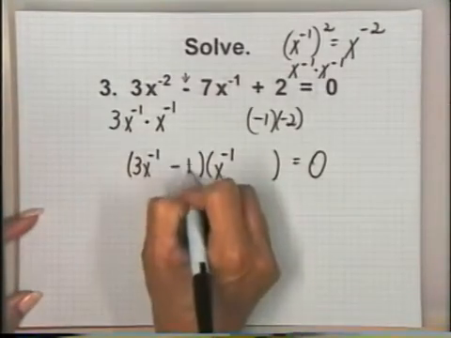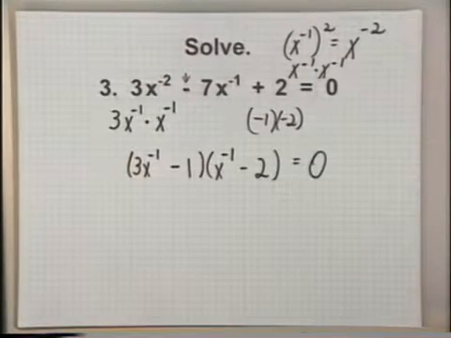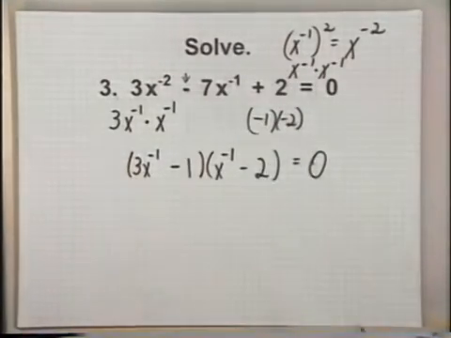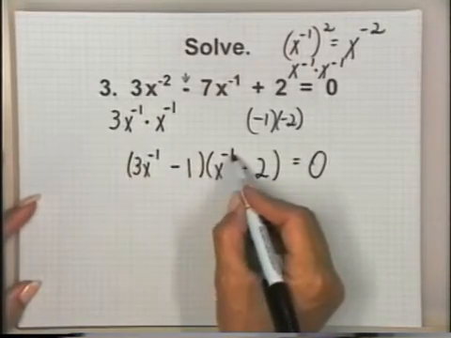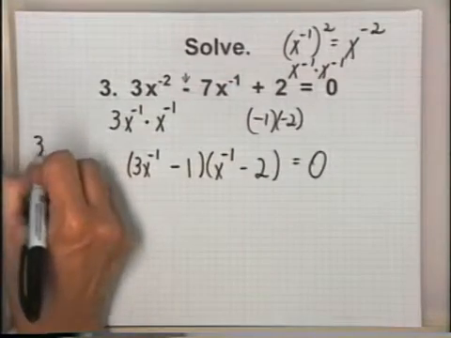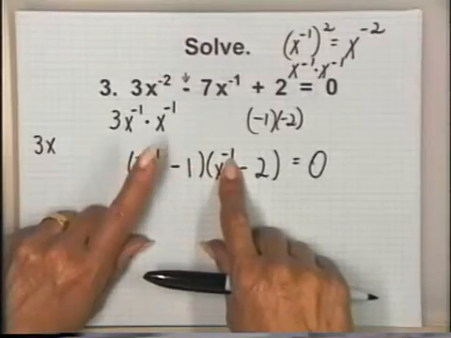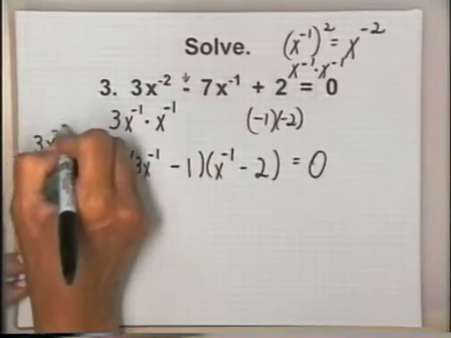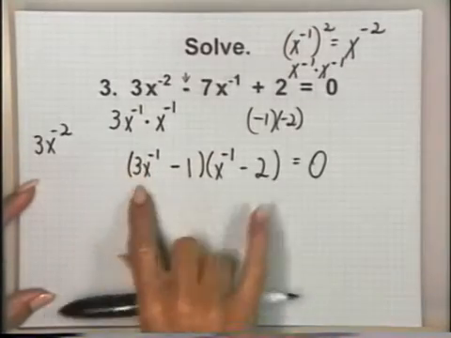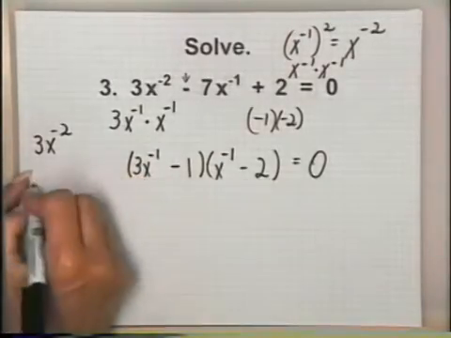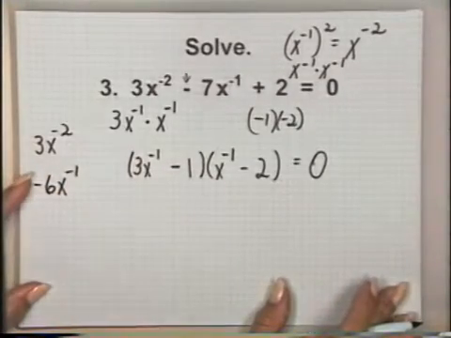I believe if I put the negative 1 there and the negative 2 there, I will get the correct expression on the left side. Let's check it. 3x to the negative 1 times x to the negative 1 would be 3x to the negative 2. Remember, when we multiply like bases, we add the exponents. Negative 1 plus negative 1 would be negative 2. So that works. For an outside product, let's say the 3 times the negative 2 is negative 6, and then, of course, times the variable part, x to the negative 1.